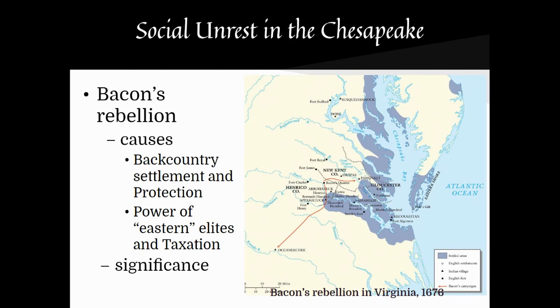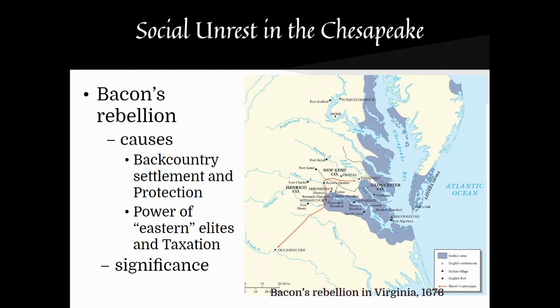And so most of them start to move to the backcountry area. And they resent the planter aristocracy to the east. They resent these big plantation owners. They're not gaining access to these large land grants that they were told that they would get. And they're forced to become squatters for land in the western part of the colony. Well, over there is where the Native Americans are, who are going to resist white expansion.